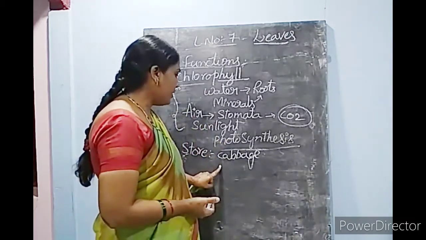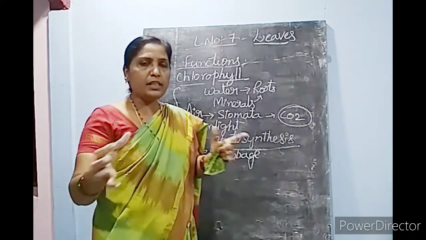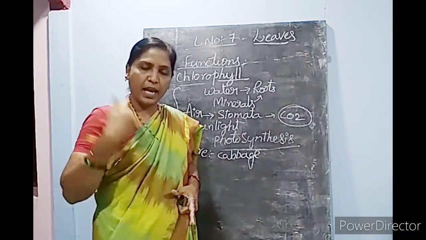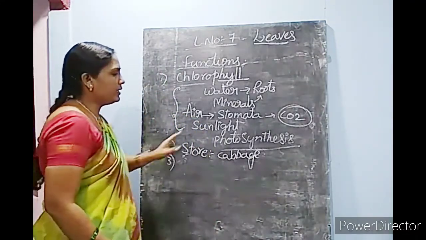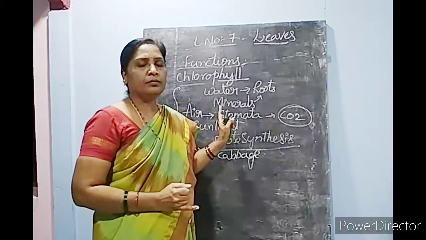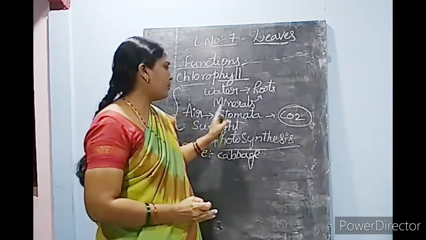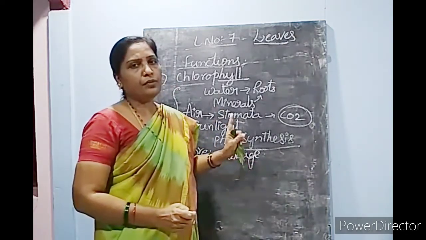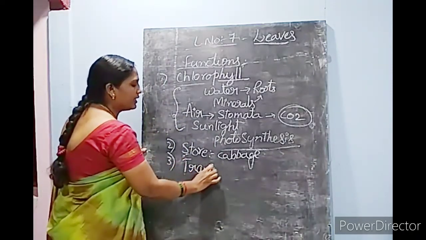After preparing the food, they will pass it on to the different parts for utilizing. And excess food is also stored in the form of fruits. That's what we are using as our food. Is there any other function the leaves are performing in the plant? One is photosynthesis. They are exchanging gases by stomata, preparing food, storing food, and one more important function they are doing, that is transpiration.